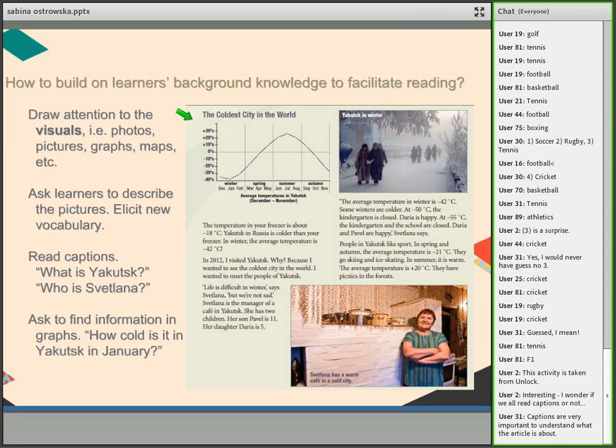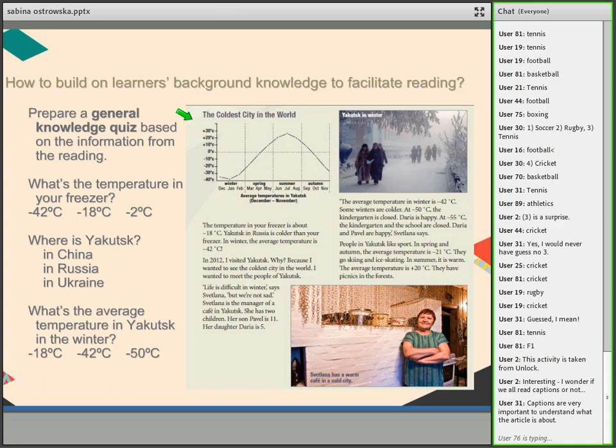Or just show the pictures and ask students where do you think Yakutsk is, and have them guess. Is it in America? Is it in Asia? Which country do you think it is? What do you know about this country, and so on.